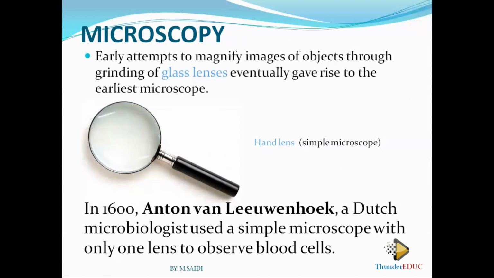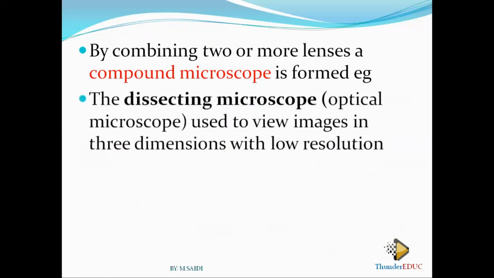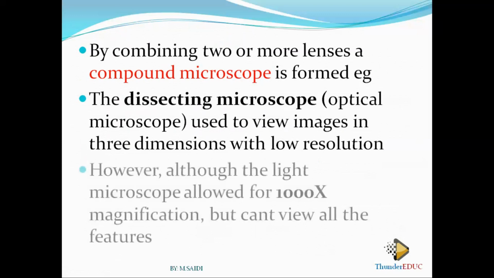Because of that, we had to combine these lenses to form another microscope which can have a bigger magnification. If you combine two or more lenses, you form what is called a compound microscope. The other one is a simple microscope, while when you combine many lenses, you form a compound microscope. For example, a dissecting microscope is an example of a compound microscope. It can view images in 3 dimensions. It can view images without killing the specimens, and it helps us in keeping the species.